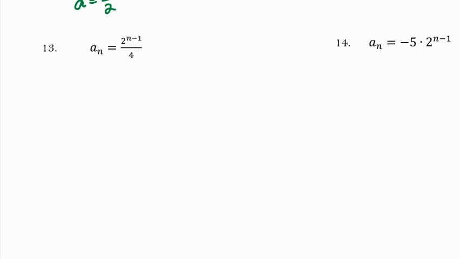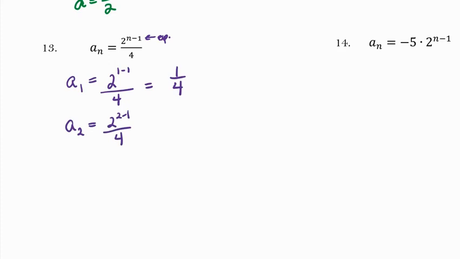Okay, so if you tried them, I'll put my answers up here so you can check. If I do the first term, I'm doing 2. Notice that's an exponent, right? So 2 to the 1 minus 1 over 4. That'd be 2 to the 0 power, so we get 1/4. Remember, anything to the 0 power is 1. Second term, I'm going to do 2 to the 2 minus 1 over 4. That'd be 2 to the first, so 2 over 4, which is 1/2.